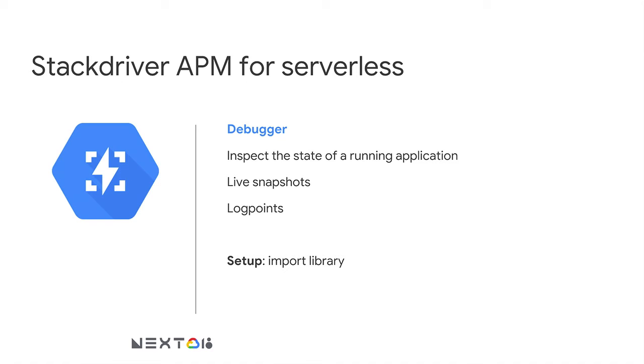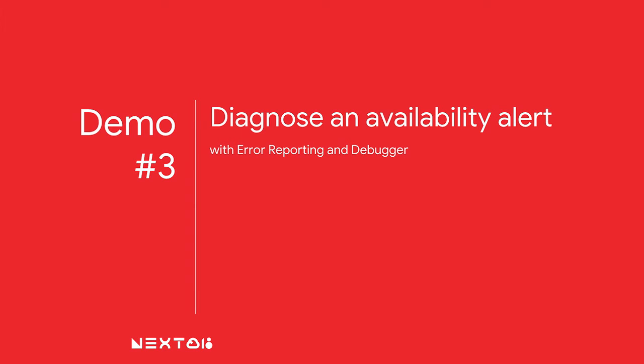To set up Stackdriver Debugger, you have to import a library. This library, when you are not using Debugger, has no impact on your app, and when you are using it, has very, very low impact. So I would recommend importing it in case, in the future, something needs to be diagnosed in production. My last demo will be using Error Reporting and Debugger to understand an application error based on an availability alert. So let's switch to the demo.